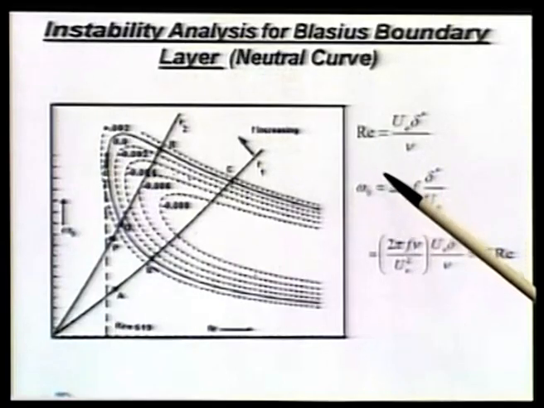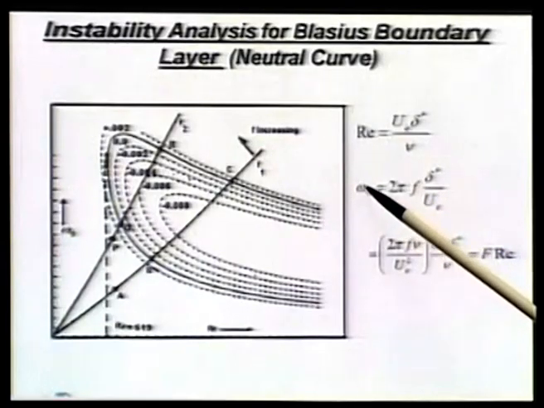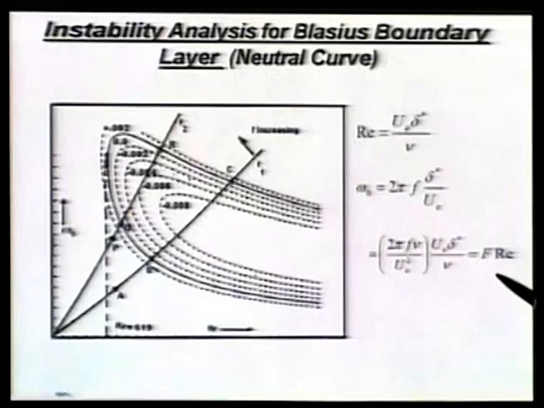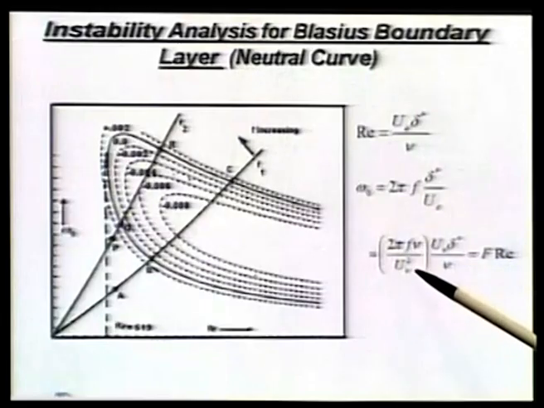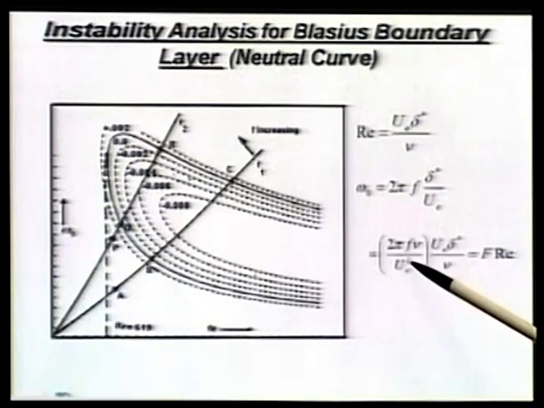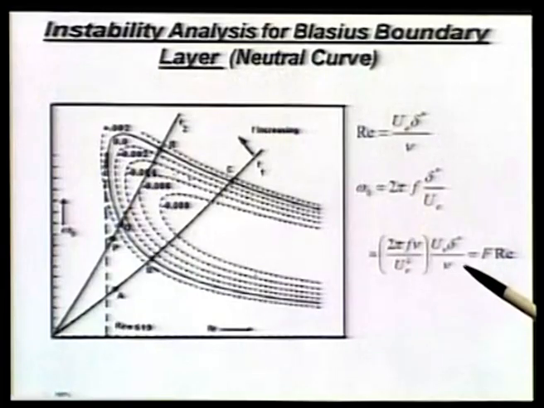So, omega naught is basically the non-dimensional circular frequency, right. This I could write in this particular form. What I have done here is written 2 pi f nu by u e square. So, that I have a factor here u e delta star by nu. U e delta star by nu is the Reynolds number, a non-dimensional quantity. So, this quantity in parentheses will be a non-dimensional frequency, which I call capital F. So, what I have here is omega naught equal to F into R e.